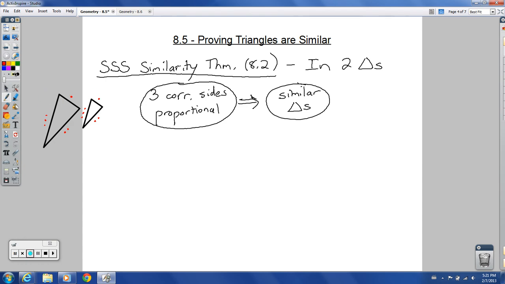And for the other one, for side, angle, side similarity, just like before, we're talking about two sides and an angle. That's what the S and the A stand for there. Side, angle, side similarity theorem. This is 8.3.